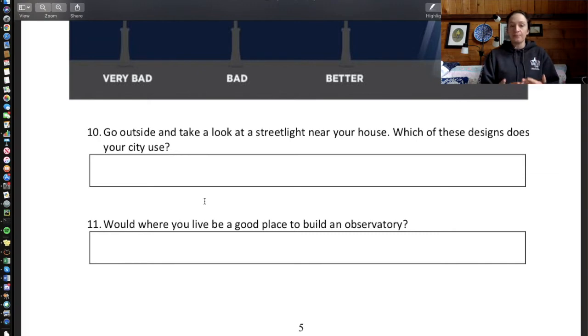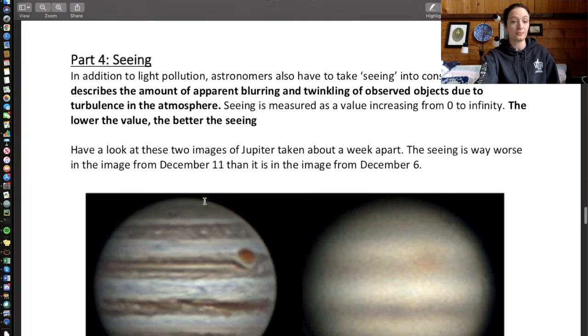So then number 11, would where you live be a good place to build an observatory? For instance, I live up in the Smoky Mountains of North Carolina, so I would put no. Because even though it's on the top of a mountain, I get a lot of rain, so the weather is terrible, and we have really strong wind gusts, which are also dangerous. And there's a lot of light pollution because I'm on the East Coast, so I would put no, taking all those things into account, not just the street lights.